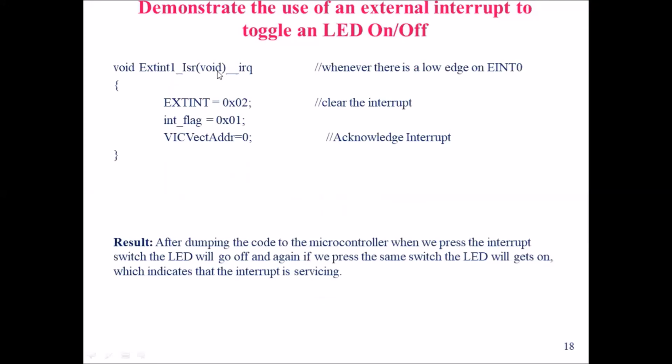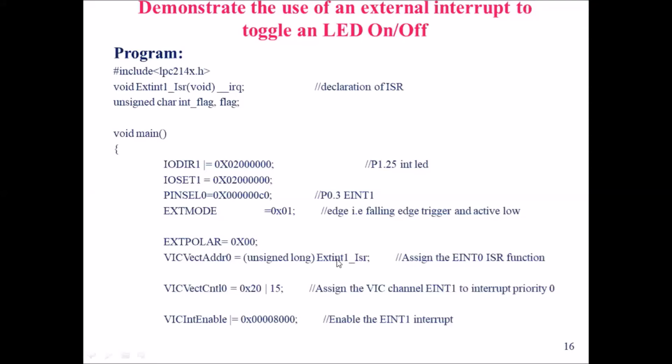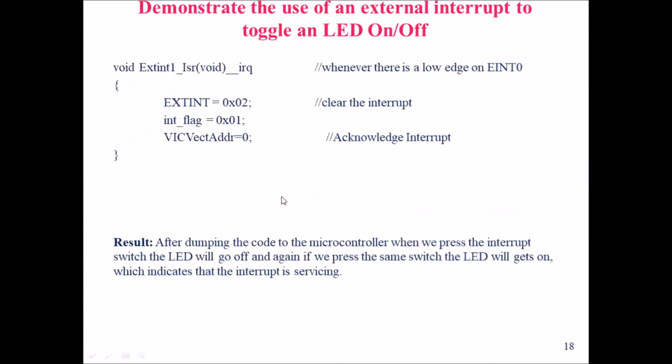So it will directly go to the user defined function here. You can see EXTINT1_ISR. This is the function which I am assigning to the vector interrupt control vector address 0 register, which means that the interrupt service routine address is assigned to the VIC vector address 0 register. So when we call this function, it will directly go to this function. It is a user defined function.